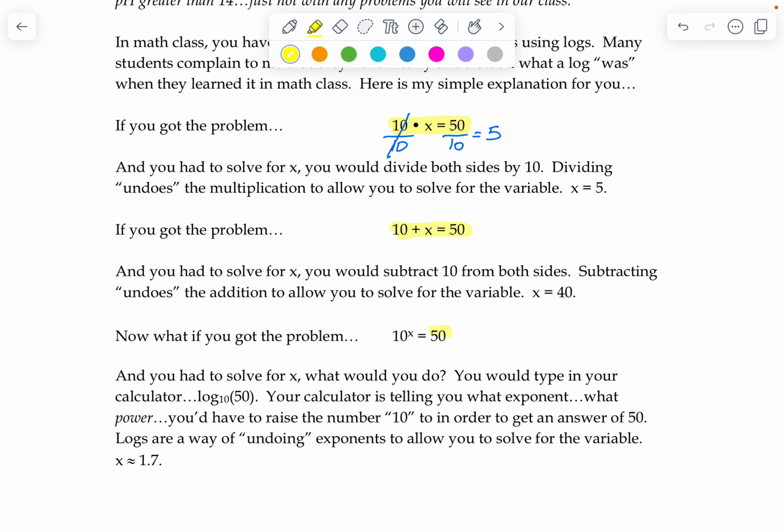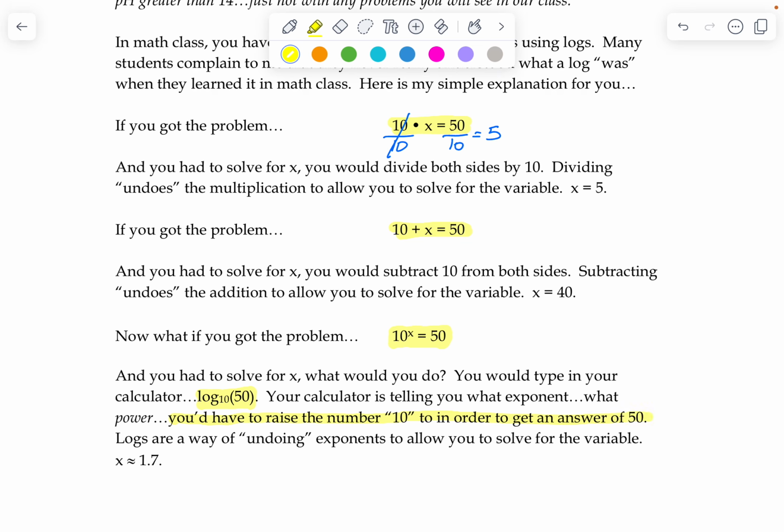So now if I gave you the problem 10 to the x power equals 50, now what would you do? You can't add, you can't subtract, you can't multiply, you can't divide. You're starting to run out of buttons on your calculator. Well, that's what a log is. When you ask your calculator to do log base 10 of 50, you're asking your calculator to tell you what number do I have to raise 10 to get the answer of 50.